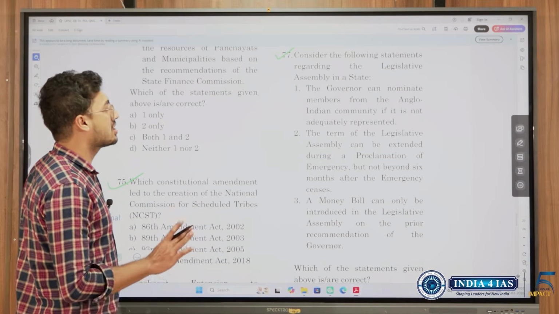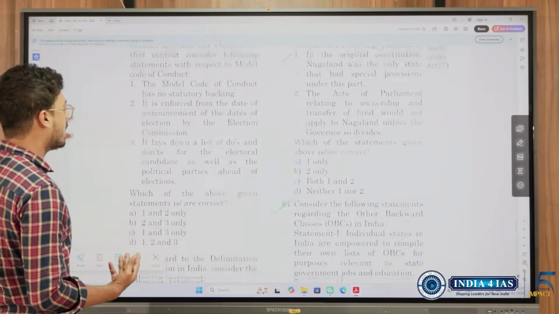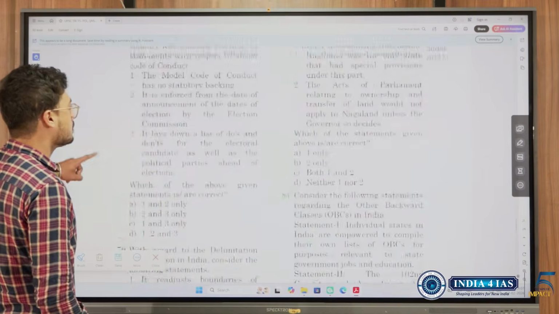Simple question on Legislative Assembly of a state, I'll leave it to you. Model Code of Conduct, I spoke about it earlier also, I'll leave it to you. Delimitation Commission, simple thing, I'll leave it to you.